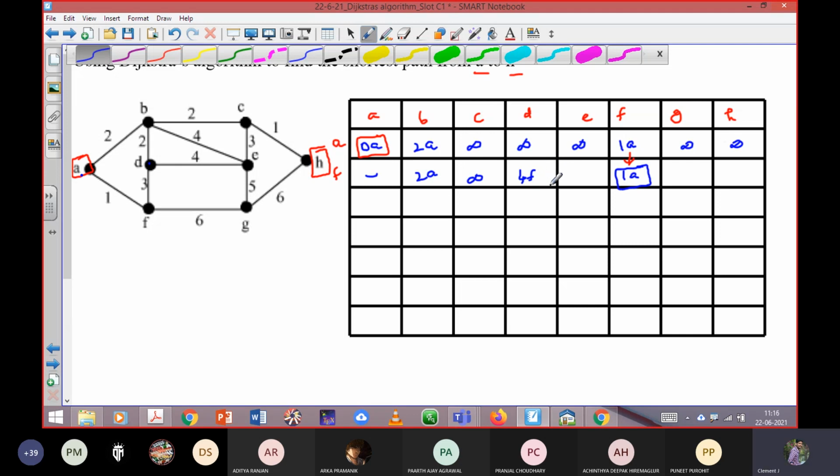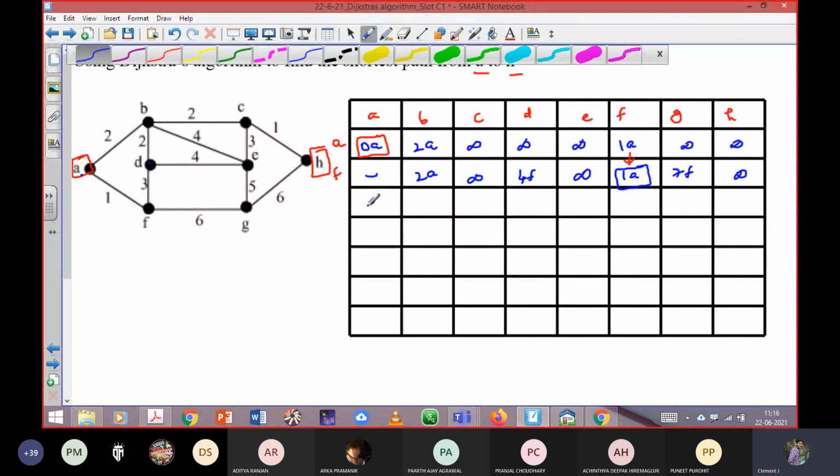Okay, next F to E. Quickly, someone can help me? Infinity. Next F to G: 7F. Next, F to H: infinity. Very good.